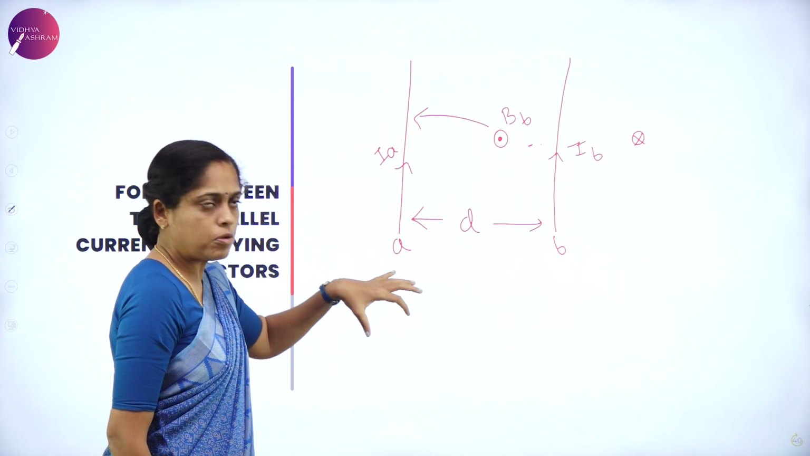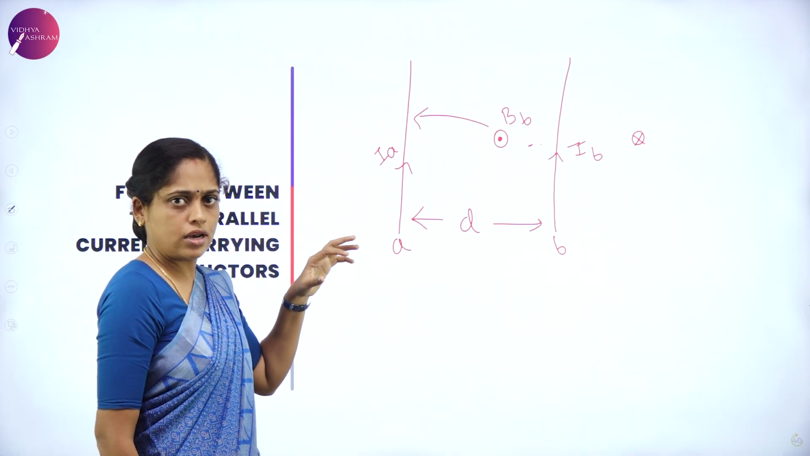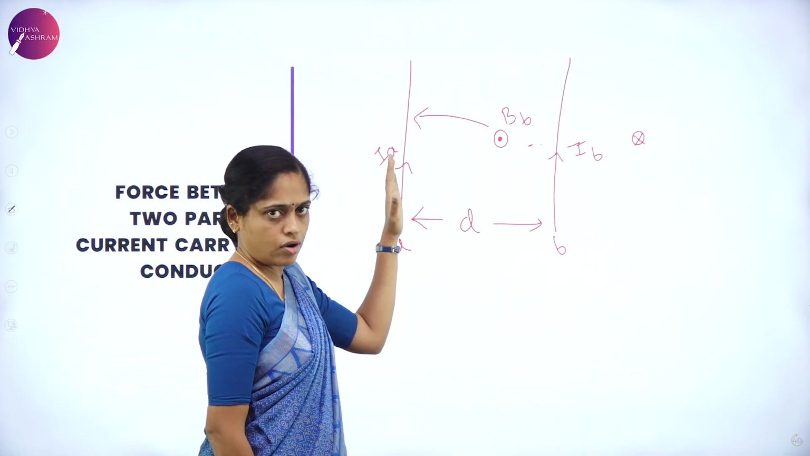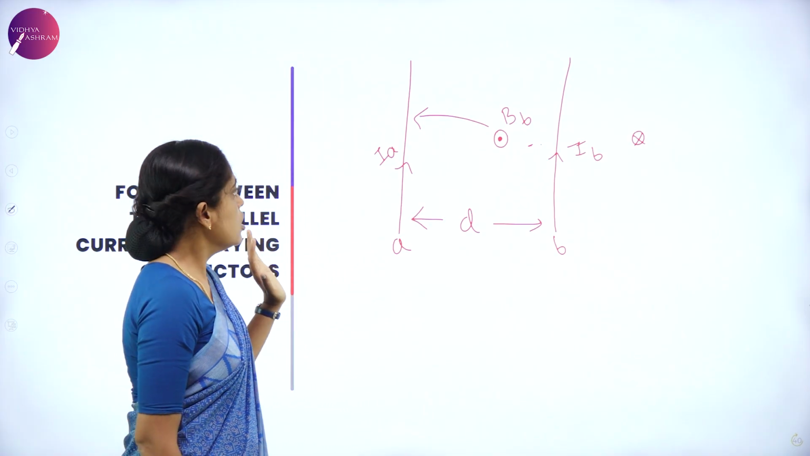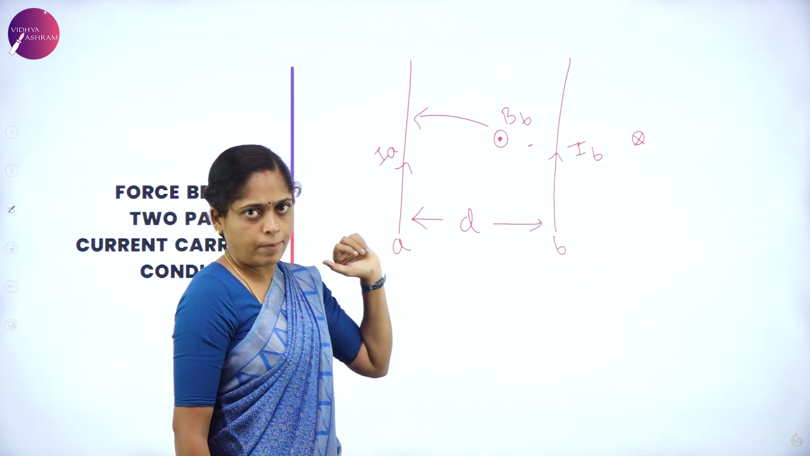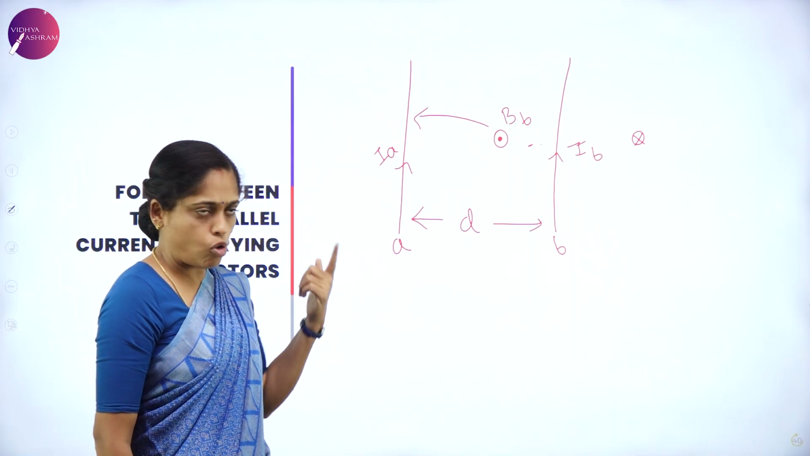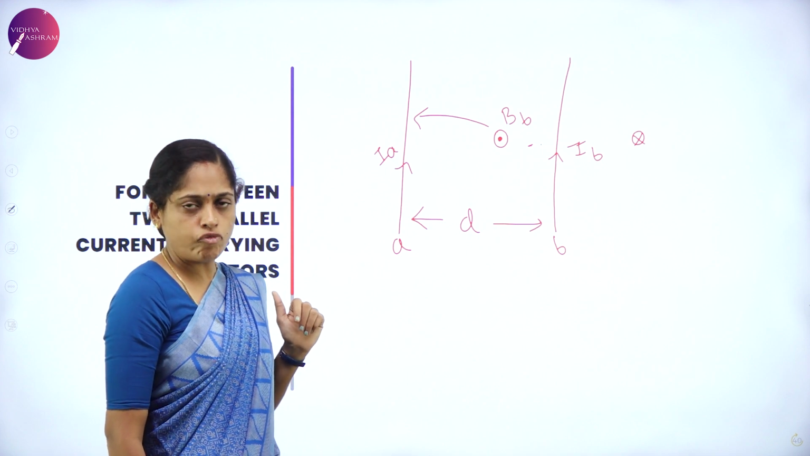This magnetic field is applied to this wire A. Means the first wire, which is A, is in the magnetic field of B. Because of that, and as it is also producing a magnetic field, there is a force on the wire A. In what direction is the force?